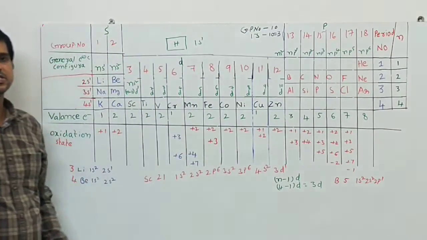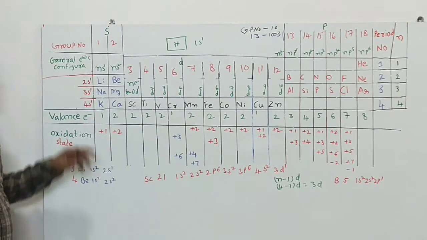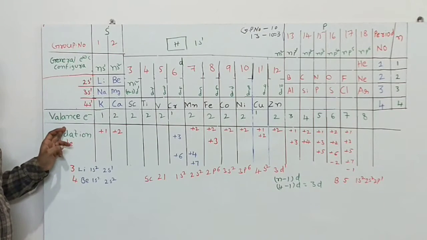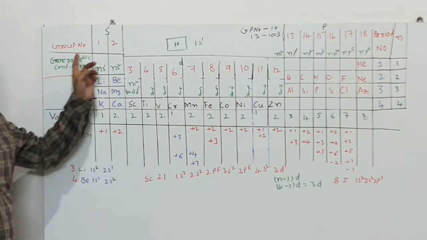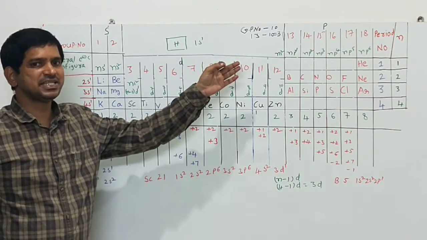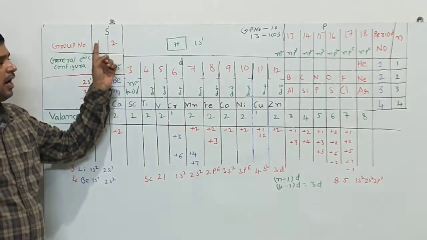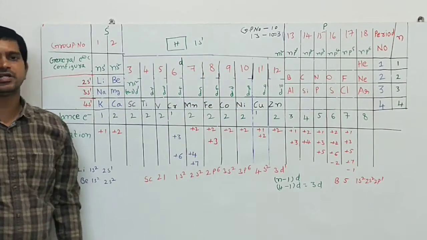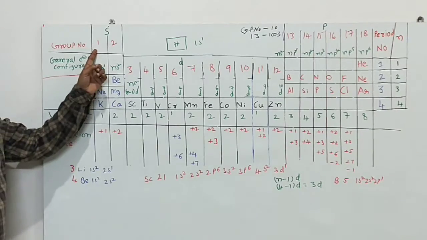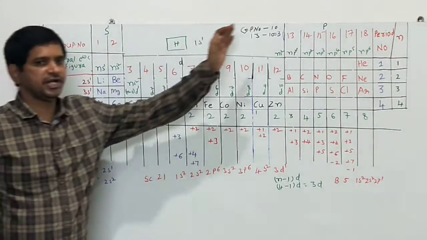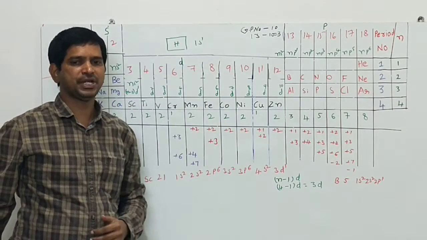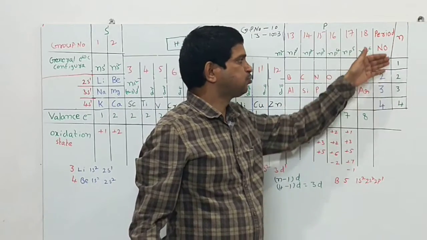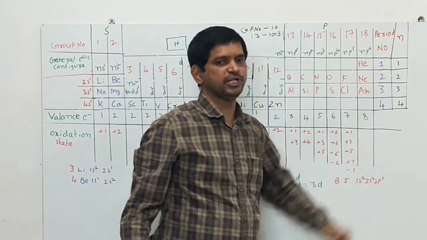Good morning. In this class, I am going to explain general electronic configuration, valency electrons and oxidation states of the first 30 elements based on their group number and their period numbers. In the modern periodic table, we have 18 groups, 1 to 18, and 7 periods, but the first 30 elements fall under up to the 4th period only.